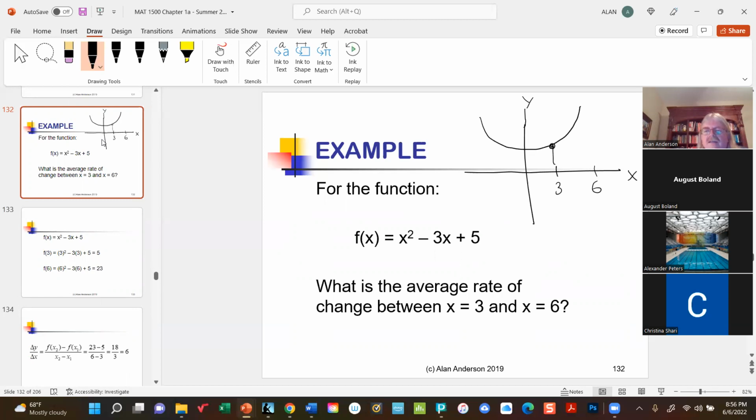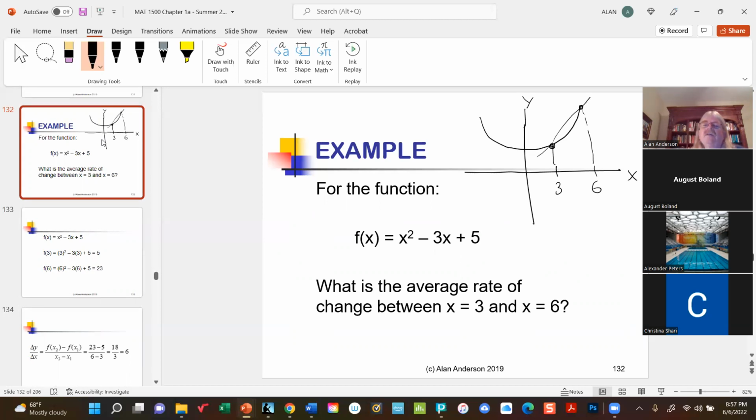It should look like this. Now, because this is not a linear function, oh, I didn't draw that as well as I might have, but you can see it's not going to be perfect. Okay, but we can get a pretty good approximation with this function.